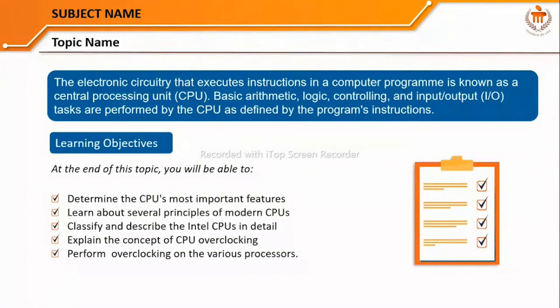So, what are the objectives? The objectives of this topic are to determine the CPU's most important features, learn about the several principles of modern CPUs, classify and describe the CPU in detail, explain the concept of CPU overclocking, and perform overclocking on various processors. These things we are going to discuss today.